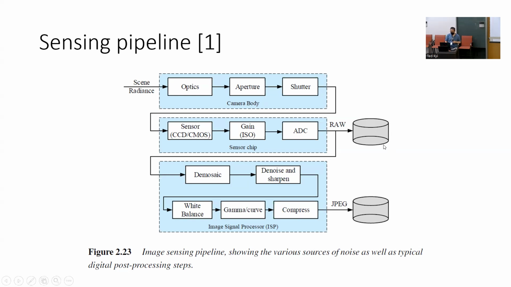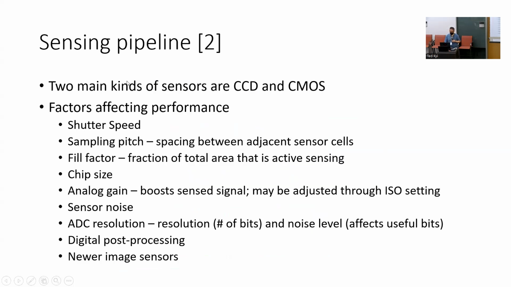That gets you your raw image, and your raw image may be unpleasing to the eye and may have some artifacts. So that's where these other steps come in, like demosaic and denoising, sharpening, white balance. So it mentions all these different factors, if you're curious, that affect your signal quality.